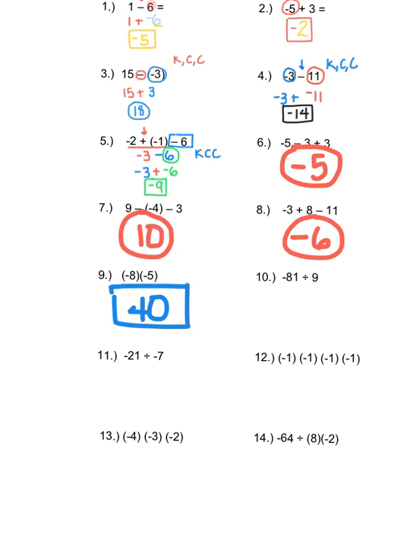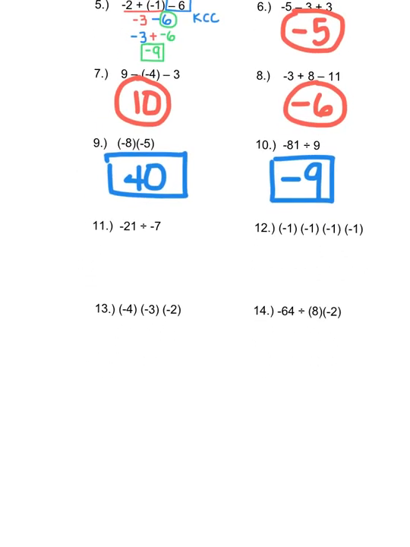Number 10, we have a division problem. If the signs are the same, the answer is positive. But the signs are different here. I know my answer is going to be negative. Now 81 divided by 9 is 9. So the solution will be -9. Let's have you do the last few on your own.